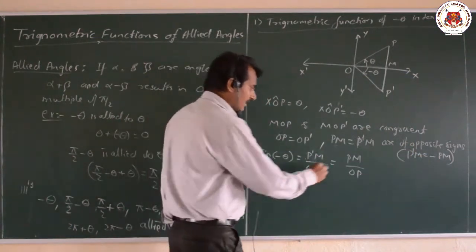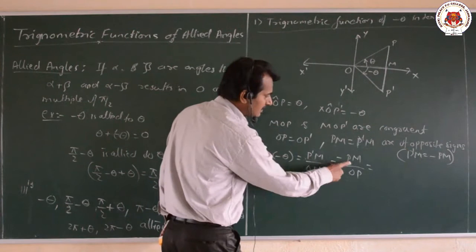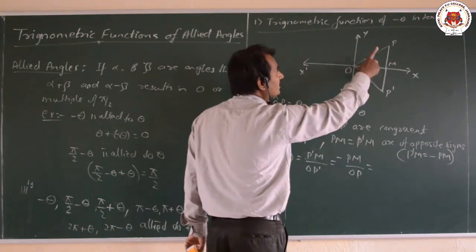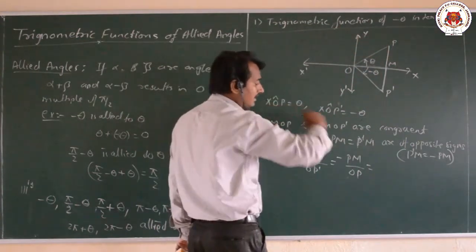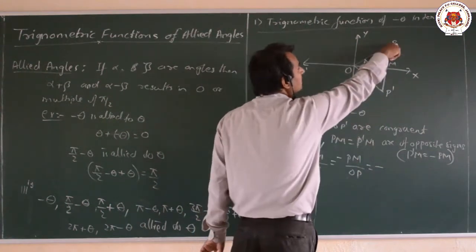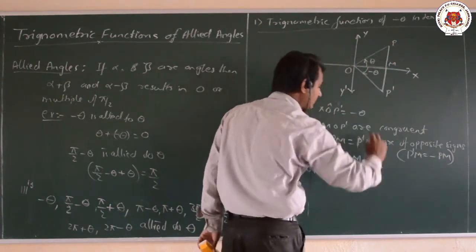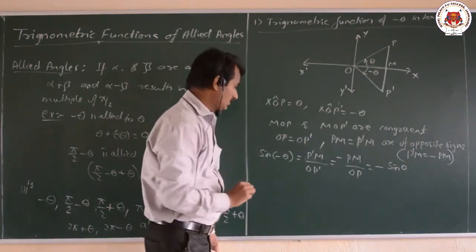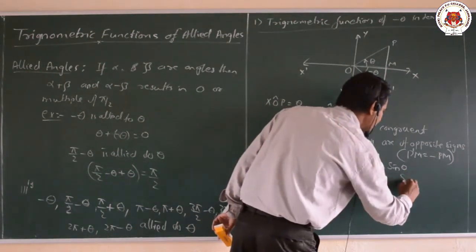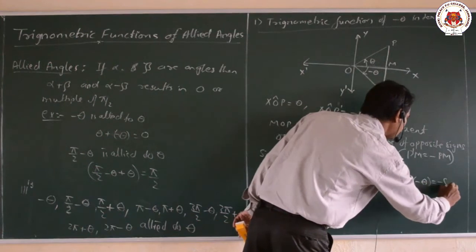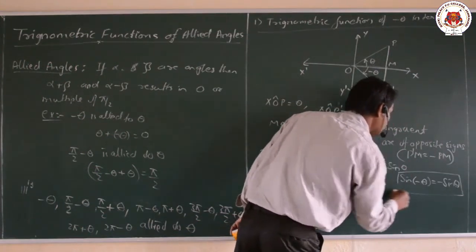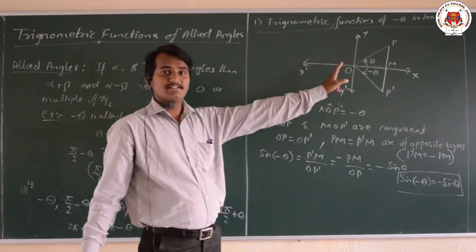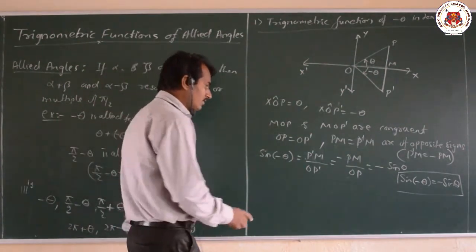Now the same formula you have to observe for the triangle MOP, in terms of theta. Minus PM divided by OP, that is nothing but the definition of sine theta, because the angle is theta here. Therefore sine of minus theta is equal to minus sine theta. And in which quadrant does it lie? It is very important: minus theta always lies in the fourth quadrant. Now sine is over.